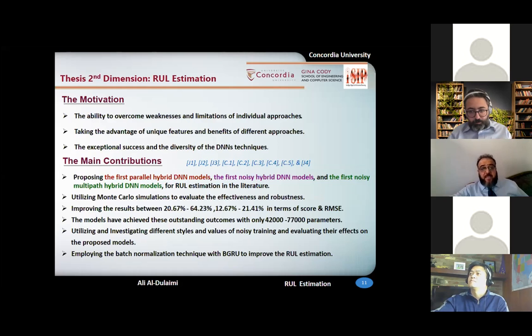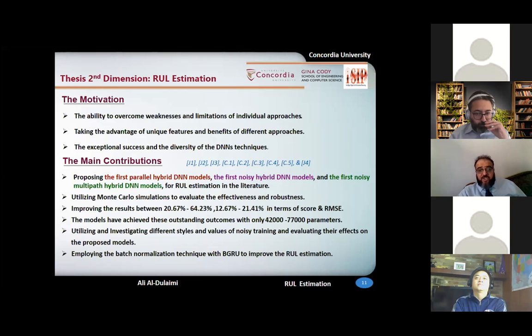And not to forget the exceptional success and the diversity of the different deep neural network techniques. The main contributions for this part were proposing the first parallel hybrid deep neural network models in the literature, in addition to proposing the first noisy hybrid deep neural network models in the literature, also proposing the first noisy multipath hybrid deep neural network models in the literature, all of them for RUL estimation, definitely.